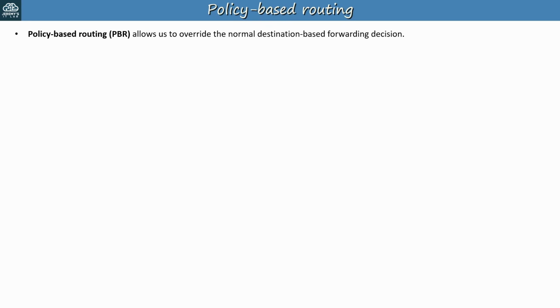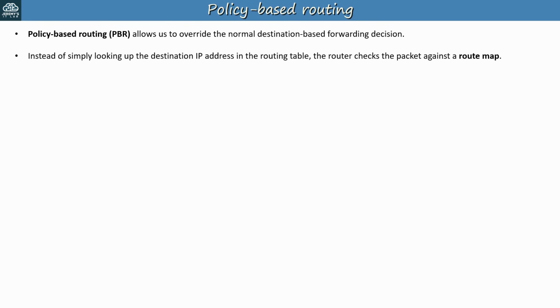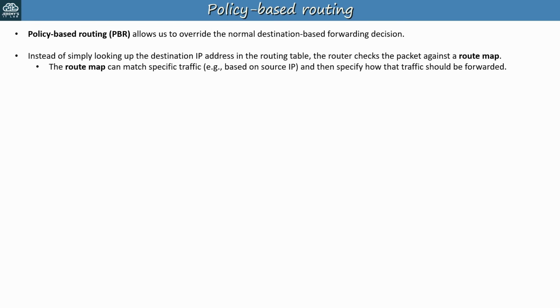PBR allows us to override the normal destination-based forwarding decision used by traditional routing. Instead of simply looking up the destination IP address in the routing table, the router checks the packet against a route map. And the route map can match specific traffic, for example based on source IP, and then specify how that traffic should be forwarded.